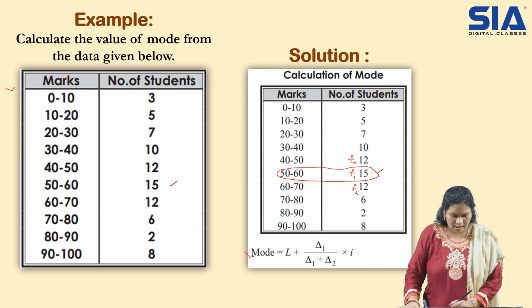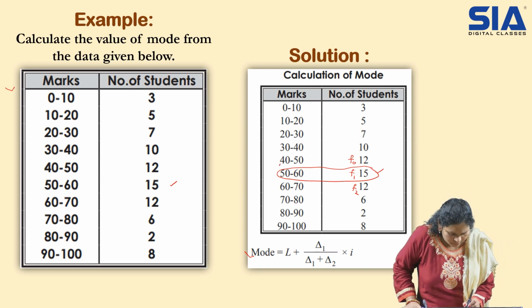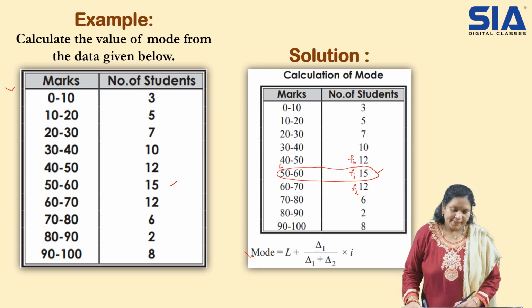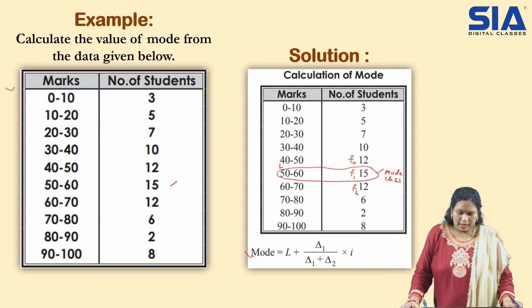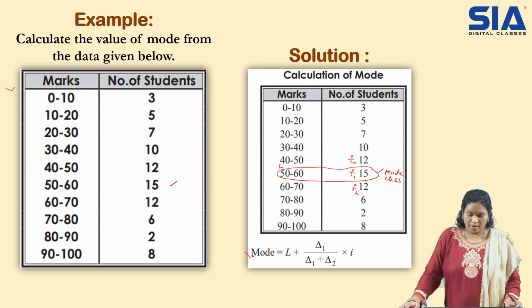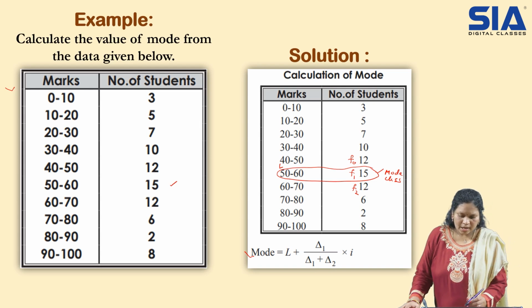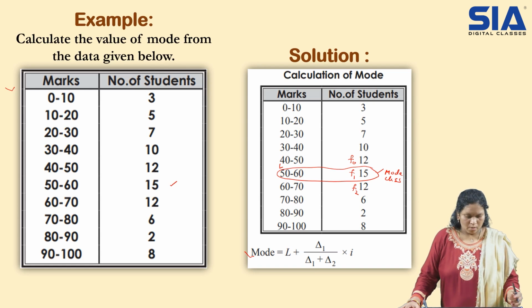Now I also require the lower limit. The lower limit of the modal class becomes our L. This one we call the mode class or modal class. So this is how we have identified all the values. I is the difference, 60 minus 50, that is 10, which becomes our I. So I've got all the values.